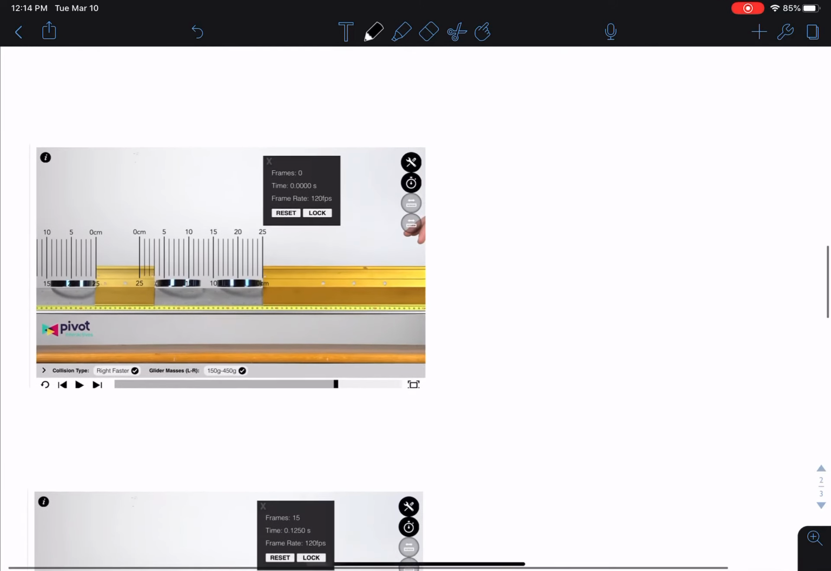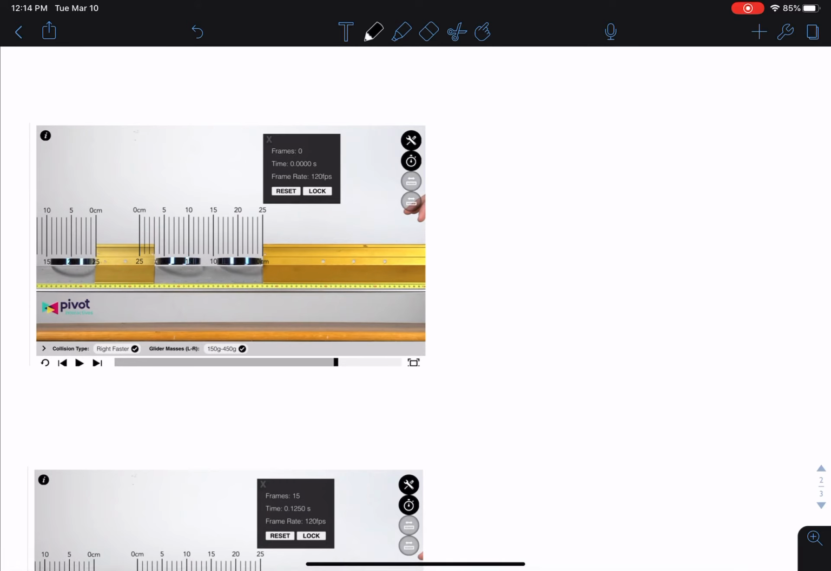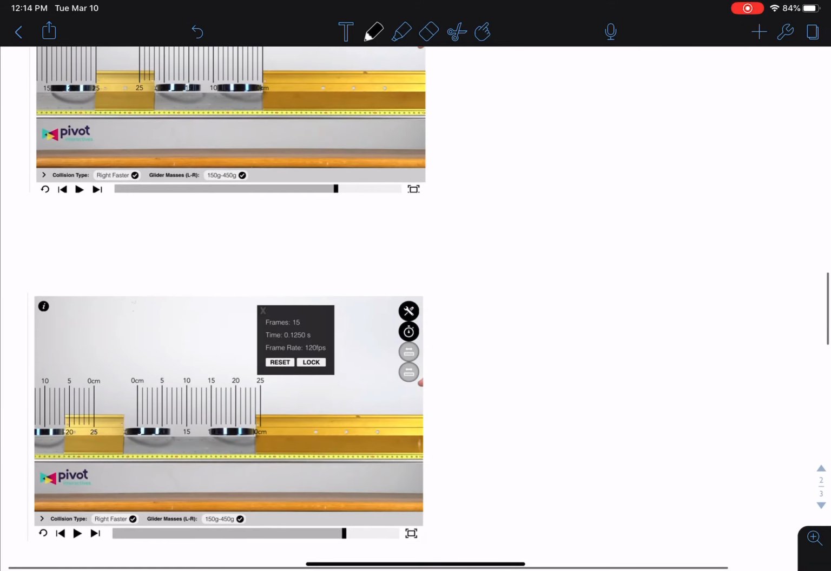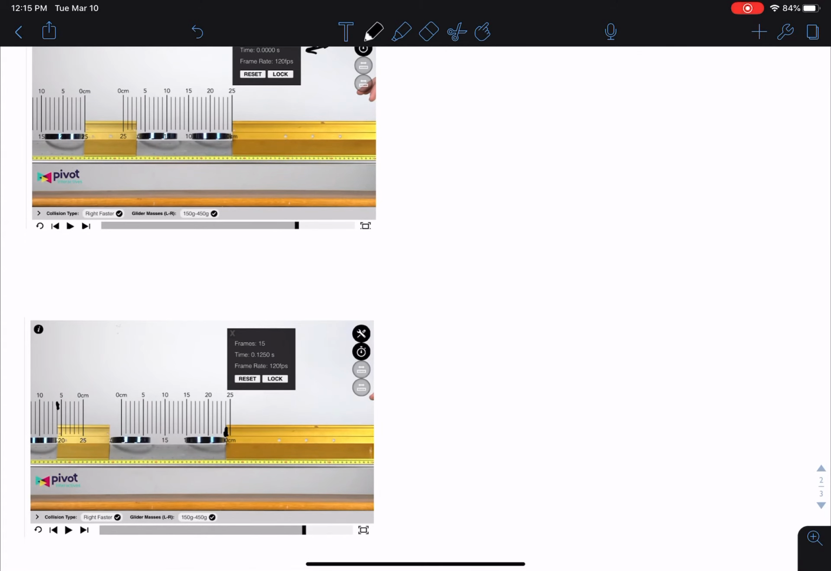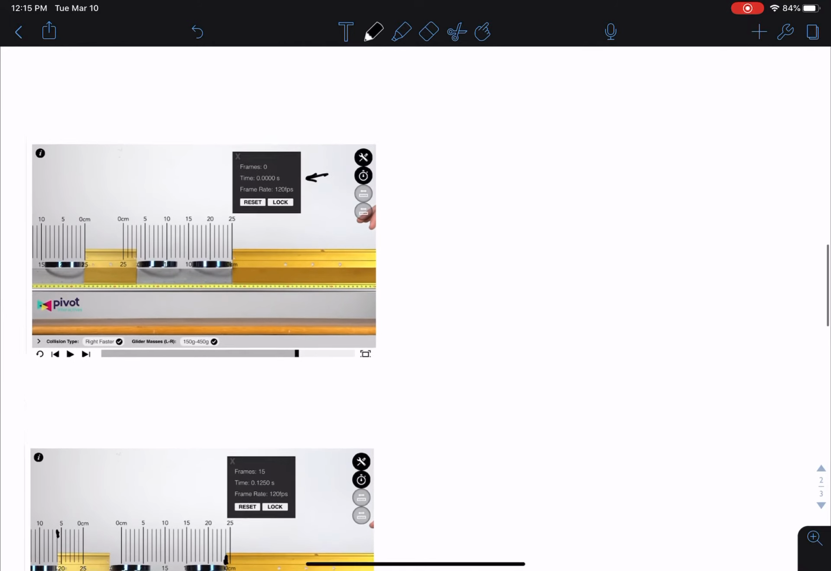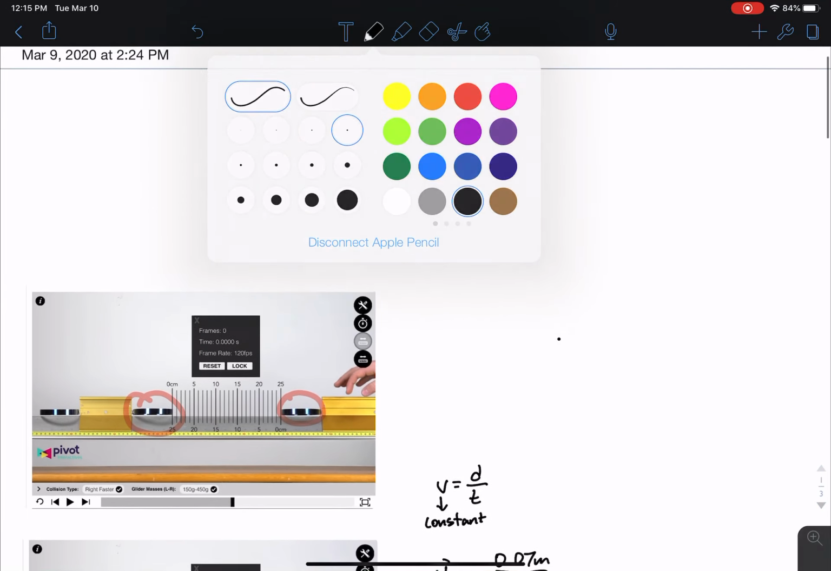Now, you do the same process for after the collision takes place. Here I've got my time 0 frame, which is after the collision takes place, and then here is 15 frames later. My right cart has only gone about 1 centimeter, whereas my left cart has gone about 6 centimeters. So now you can see that the right cart is not moving as fast as the left cart, unlike before the collision took place.